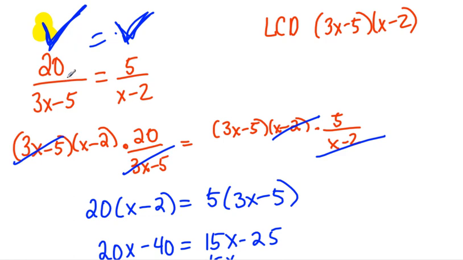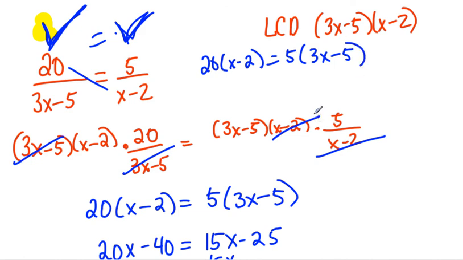But look what you could do. If it's a fraction equal to a fraction, you can cross multiply. 20 times x and then 5 times 3x minus 5. Is that not what we got at the end? Oh, yeah. But you can't do that on example 2 or 3. What was your question, Monica?